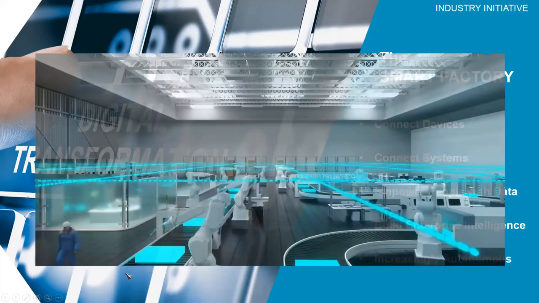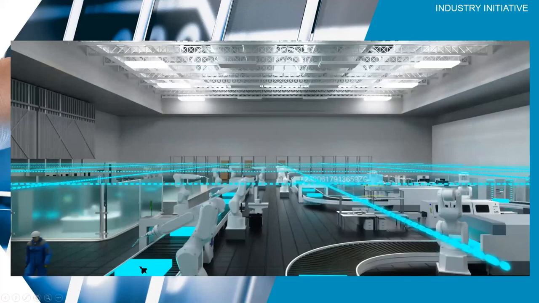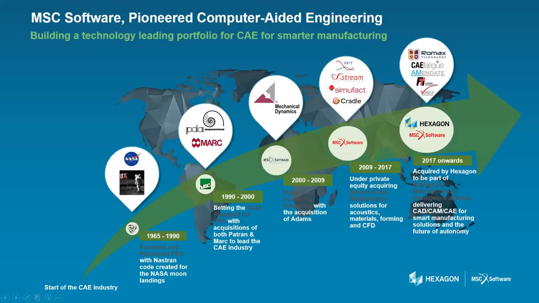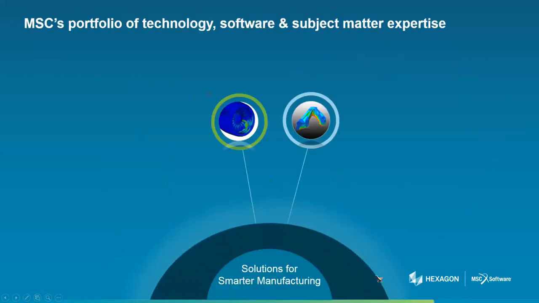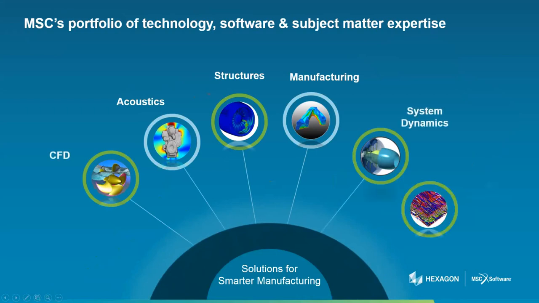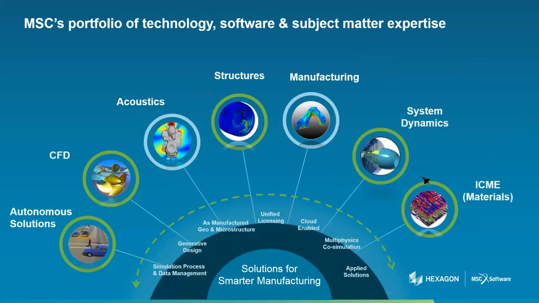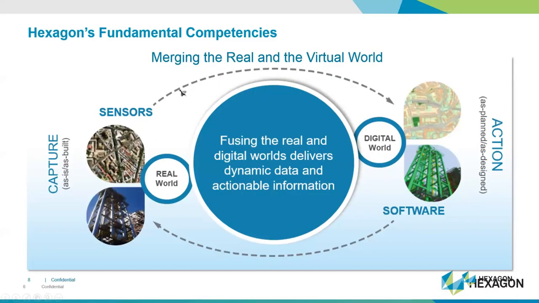What does this mean? That if we consider all the tools we saw before, or part of the tools we saw before from a numerical point of view, so about structure, about dynamics, about CFD, but we have also material, acoustics, etc., and we combine, we merge the virtual world with the real world of sensors, we can fuse in one unified world the model to make a link between the real world and the digital one.